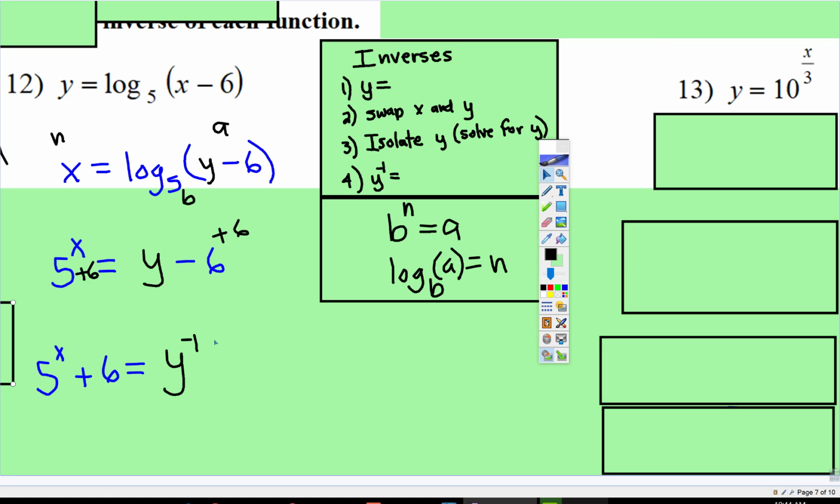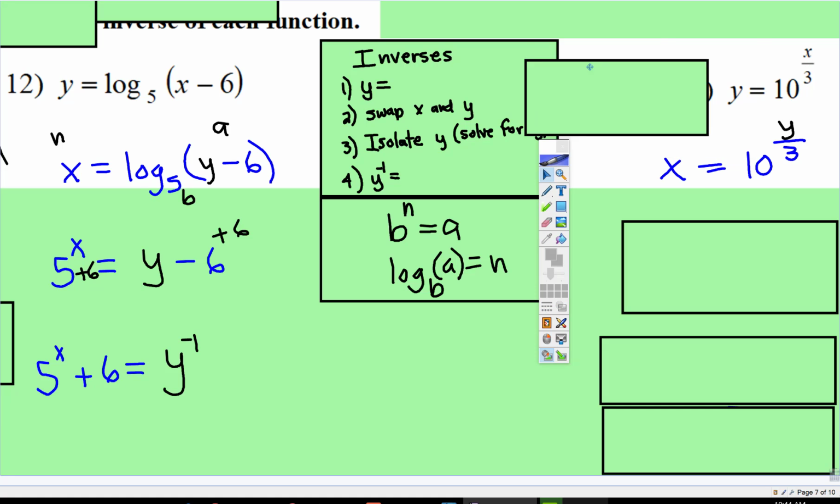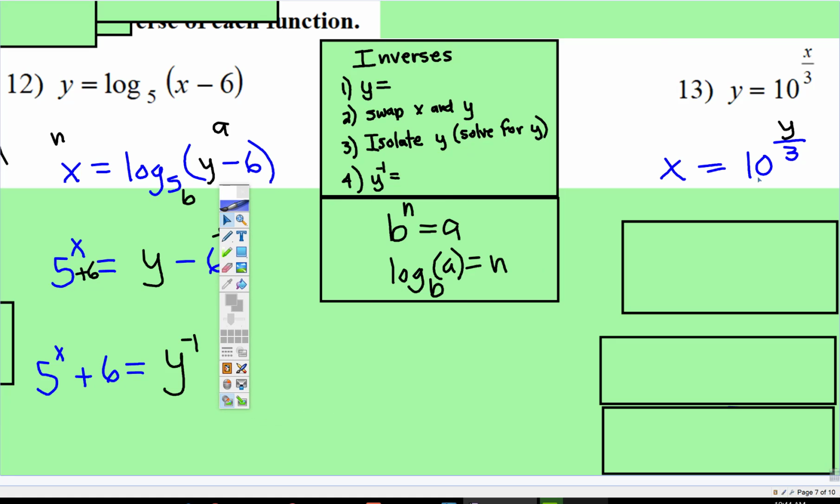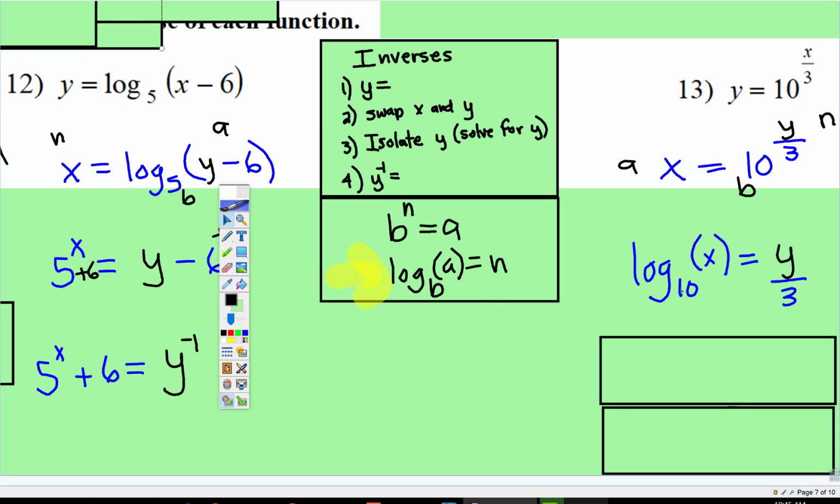Over here, y is equal to 10 to the x divided by 3, that exponent, x over 3. We swap out the x's and the y's, and now we have it in exponential form. The only thing we can do now is rewrite it in log form. Here's our base. This is our n. This is our a. So log base 10 of a is equal to the exponent.